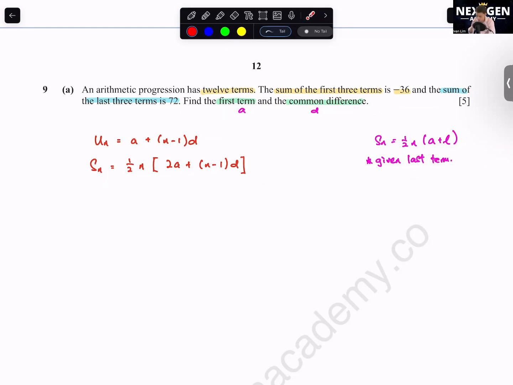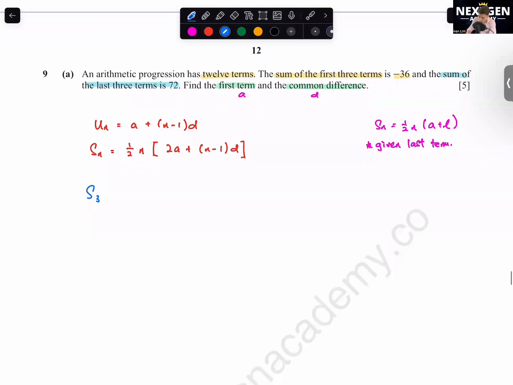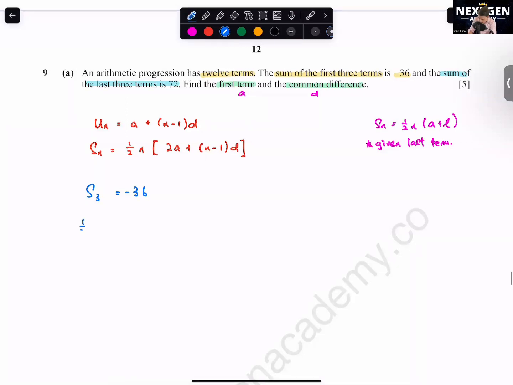Okay, let's go to the question here. We know there are 12 terms. The sum of the first 3 terms is negative 36. So we write this first: S3 equals negative 36. Which formula do we use? The Sn formula. So 1 over 2 multiplied by 3, bracket 2a plus 2d. Because n minus 1 is 2. d equals negative 36.